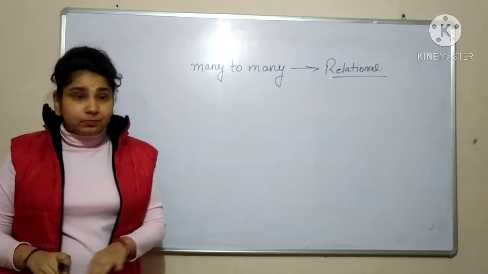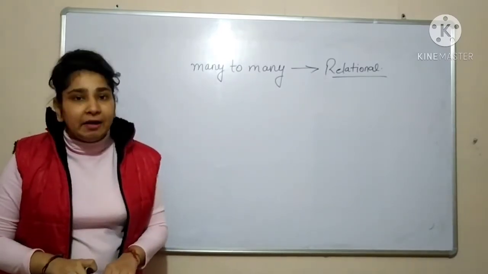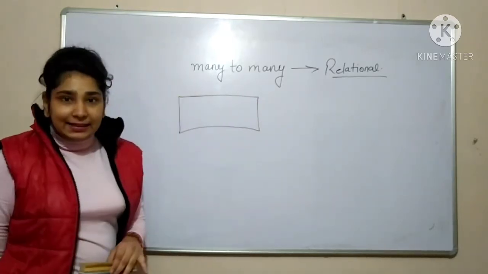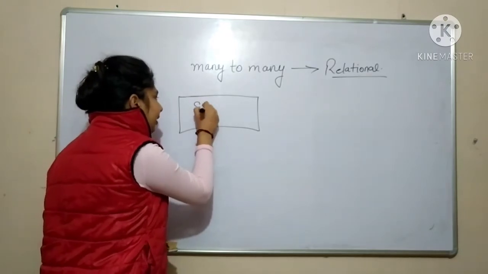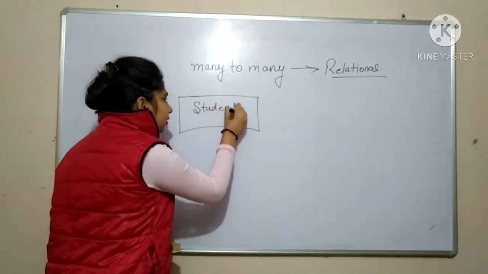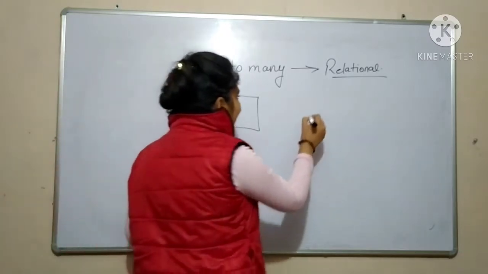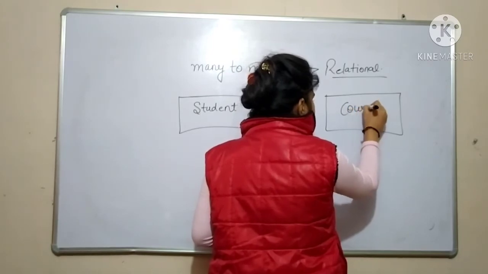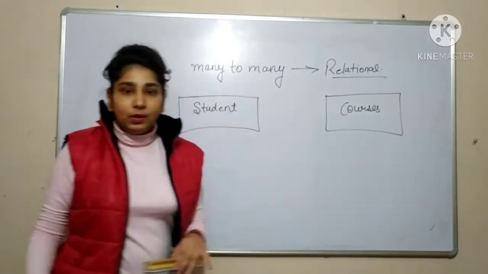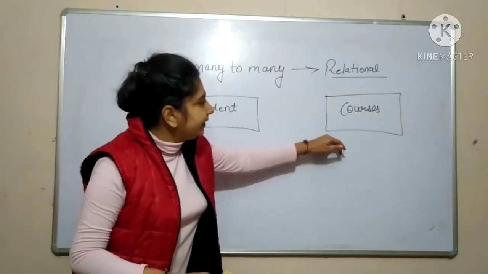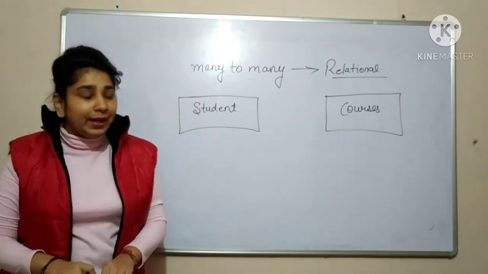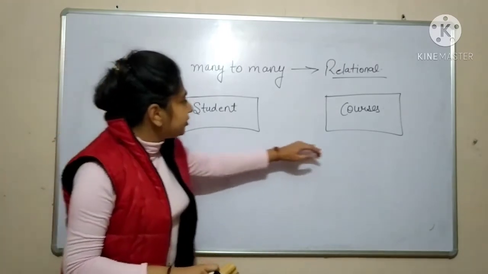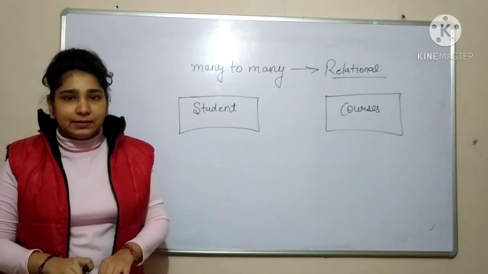Okay, so let's suppose we have two entities. One entity we have is student, and one entity we have is courses. So these two entities are present. Now let's try to determine the relationship between these two entities.